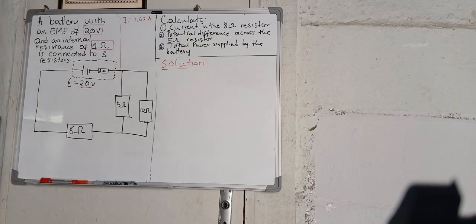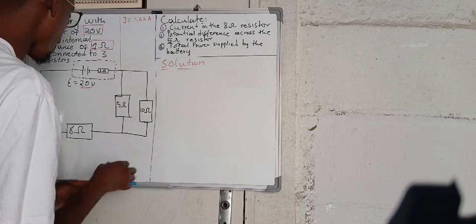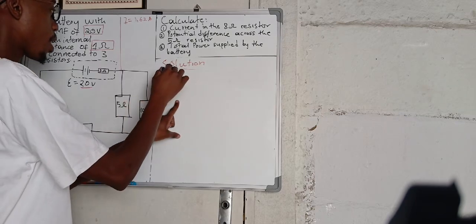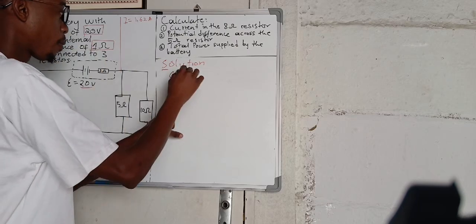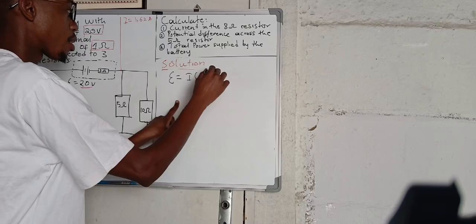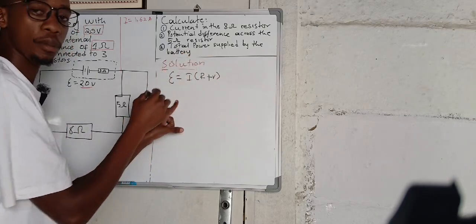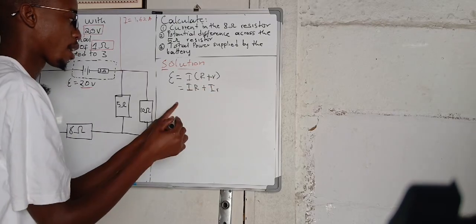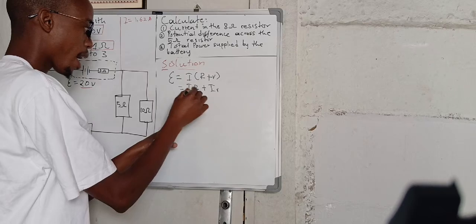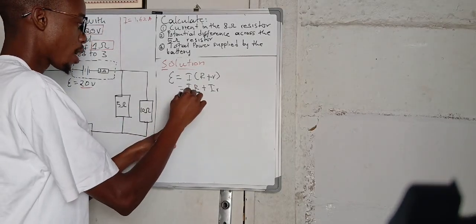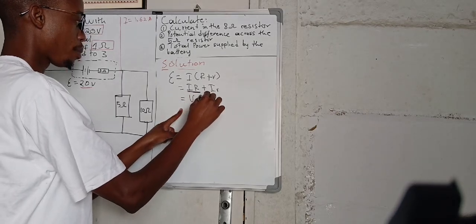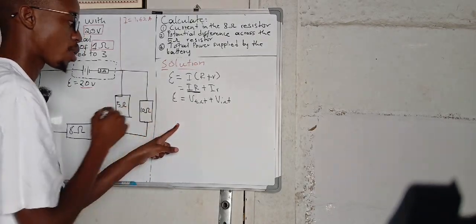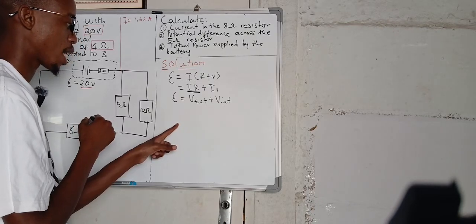As I was saying, I'm going to start first by finding the voltage of this particular part here. Let's check here first. EMF is going to be equal to I into R plus internal resistance. But let me distribute the current. I'll have IR plus IR. This IR is going to give us voltage external, plus this IR is going to give us voltage internal. The sum of those two is going to give us the EMF.